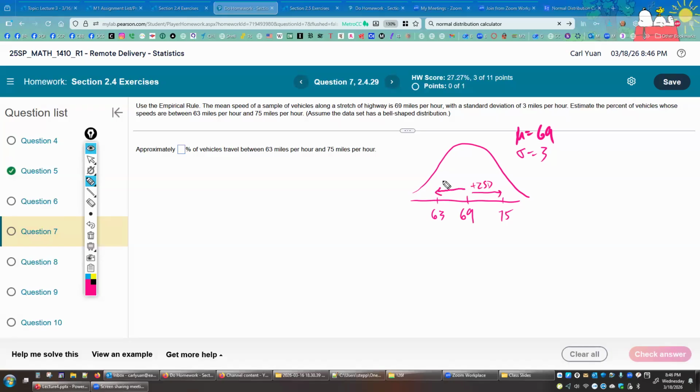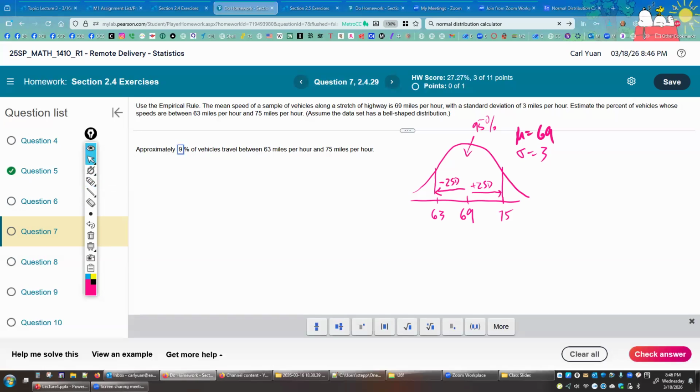63 would be 6 units below, which translates to minus 2 standard deviations. All right, so between 2 standard deviations, this would be 95% of the data, because for 2 standard deviations it's 95. So 95%. We'll put it here.